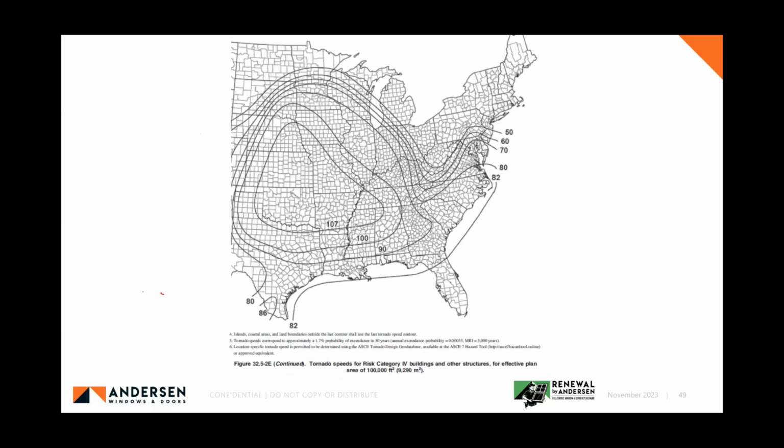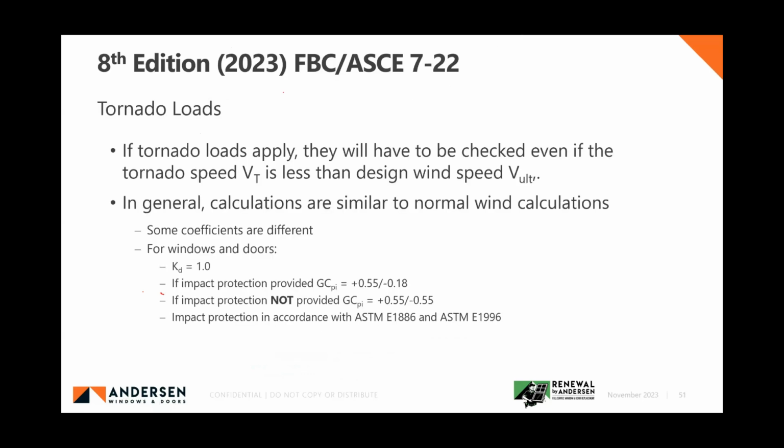All right, I am getting close to the end, so I want to finish up on tornado loads, and make sure we get to talk about the app a little bit. A couple of key things about the tornado loads: if they apply, they'll have to be checked even if the tornado speed is less than the design wind speed, because a lot of the factors are a little bit different. The internal pressure coefficient, there's a vertical component that comes into play.